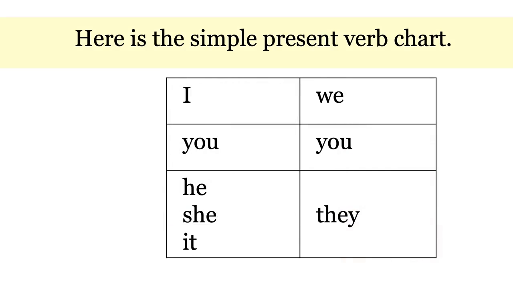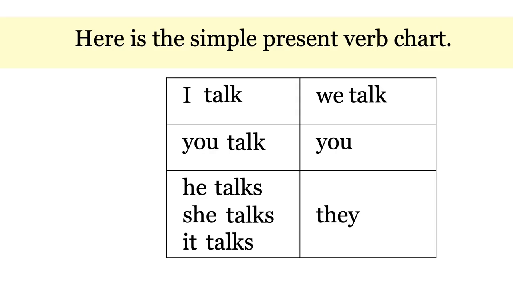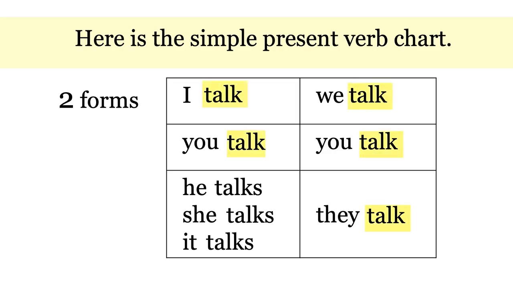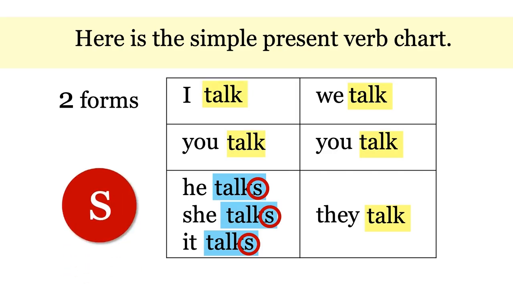Here's the simple present verb chart. We'll just use the verb talk as an example. I talk, you talk, he talks, she talks, it talks, we talk, you talk, and they talk. Notice there are 2 forms, talk and talks. And notice there's an S on the end of the 3rd person singular. There's always an S on the 3rd person singular.